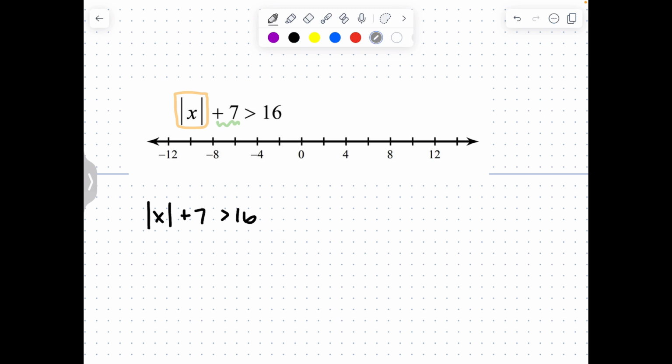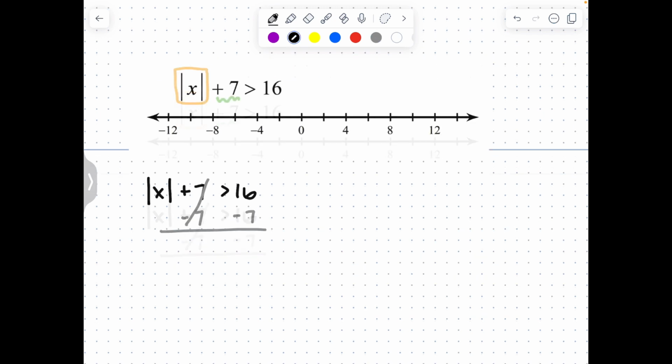And to get rid of a plus 7, we'll use the inverse operation of subtracting, leaving us with just the absolute value of x isolated, and then that is greater than 9. Now, this one's a little bit different than the last one we did because we need the absolute value of x to be greater than 9. So part of this is definitely going to be, hey, what if x is greater than 9? That's part of our answer for sure.